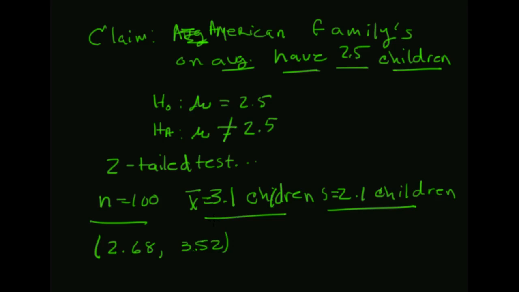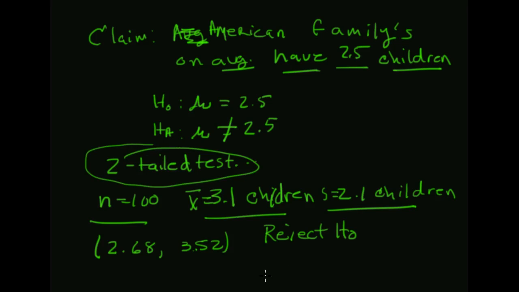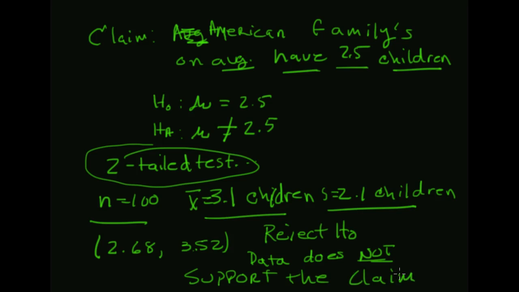So if I look at my null hypothesis, I should reject this because that is not on the interval. So I'm going to reject the null, which means, since the null is the claim in the two-tailed test situation, I say that the data does not support the claim. And there you go.